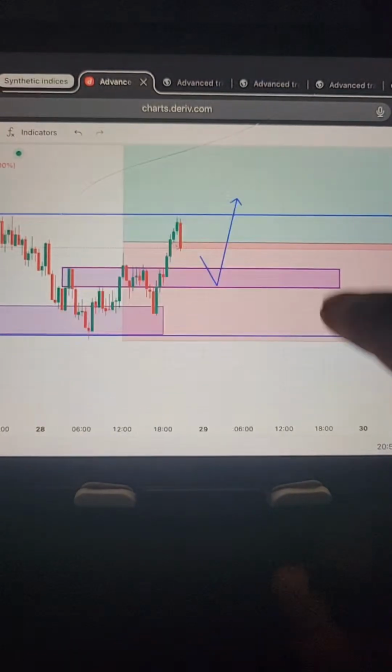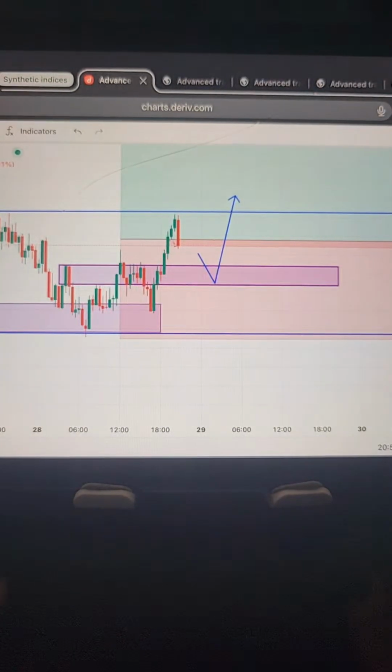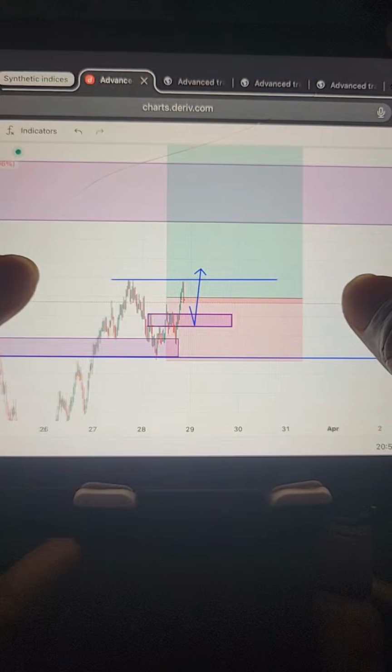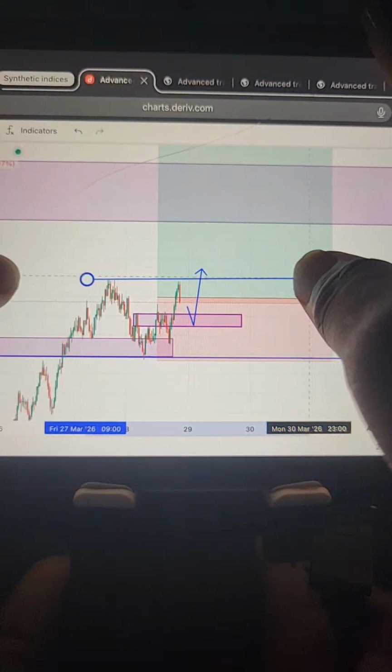So let's see what is gonna happen here. But I'm positive on this trade that this is a buy trade, guys. A buy trade. I've taken this kind of trade so many times on this particular asset.